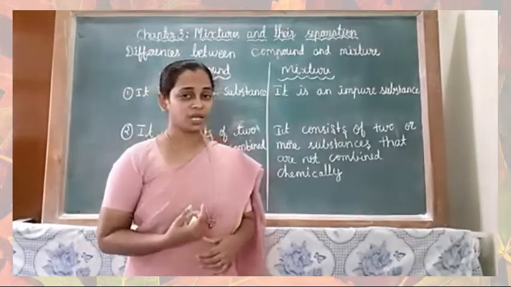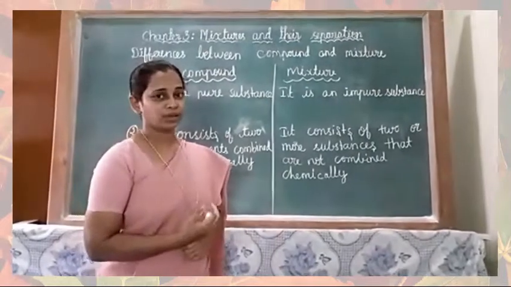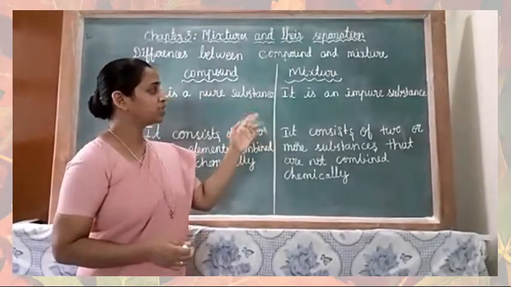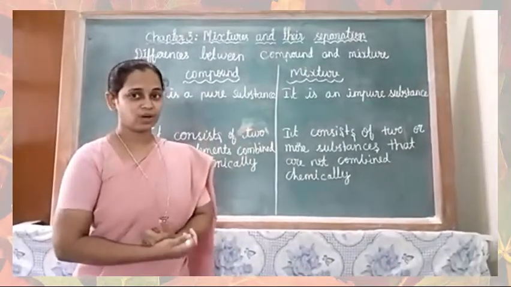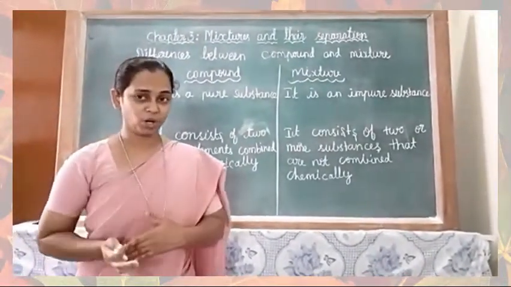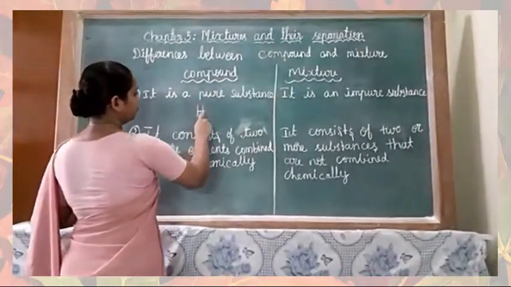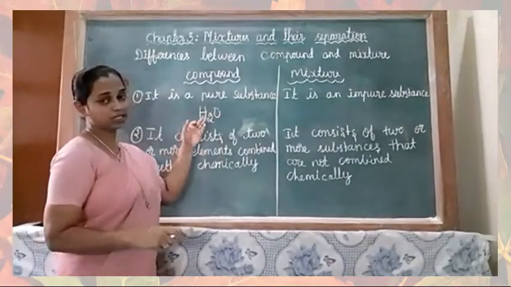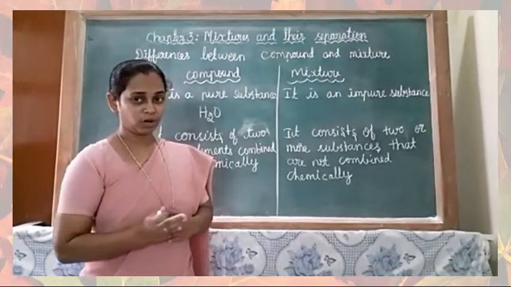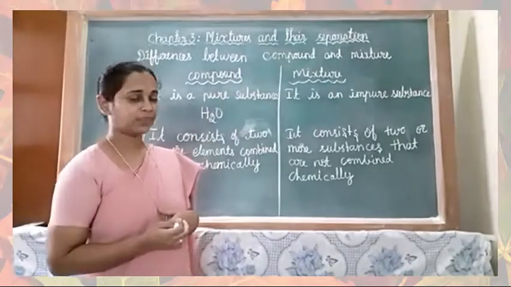We shall discuss the differences between compound and mixture. The first difference: compound is a pure substance, mixture is an impure substance. What is a pure substance? If any substance is made up of only one kind of molecule, it is called a pure substance. For example, H2O is a water molecule. Water is made up of only water molecules, that is H2O. So water is a pure substance.